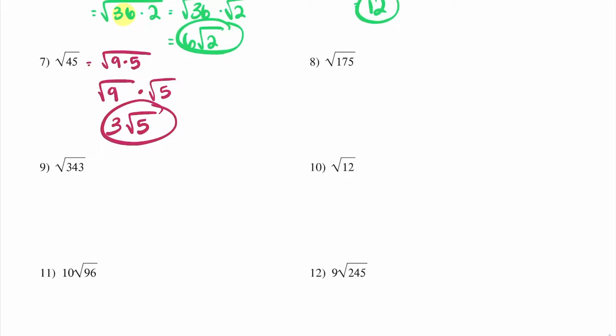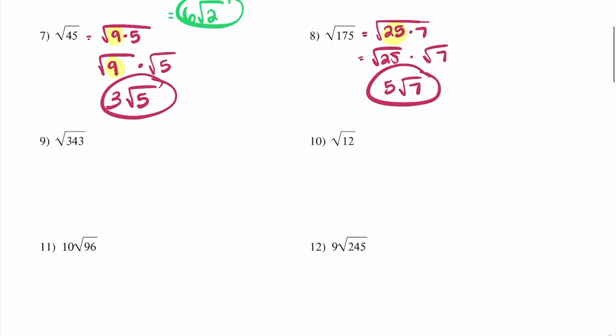All right, let's keep going. Square root of 175. I can rewrite this as, let me see if 175 is divisible by 25. It is. So I'm going to do 25 times 7. There's my perfect square. Sorry, I forgot to do this in my last one. 9 is my perfect square. So I can rewrite this as the square root of 25 times the square root of 7. I know the square root of 25 is 5, and when I multiply that by the square root of 7, I get this.